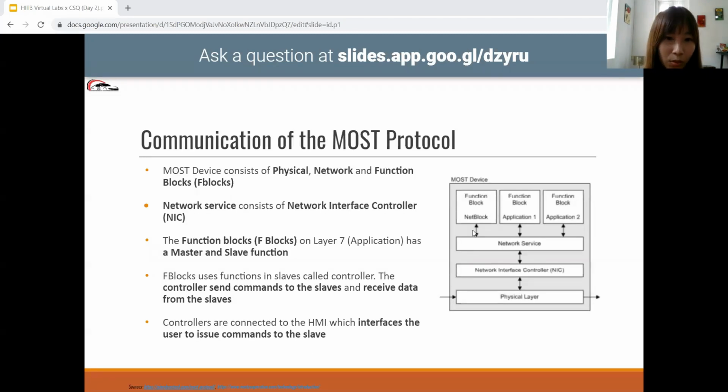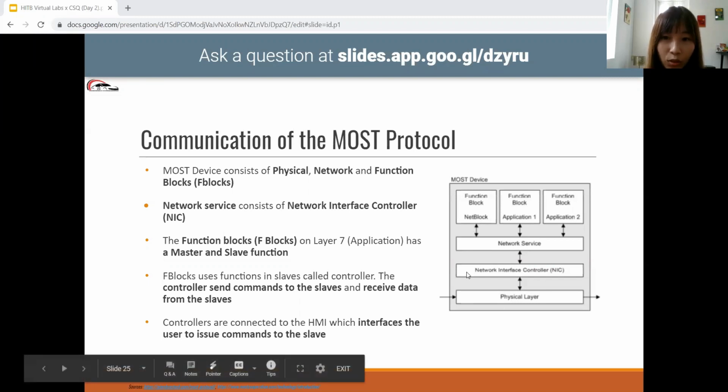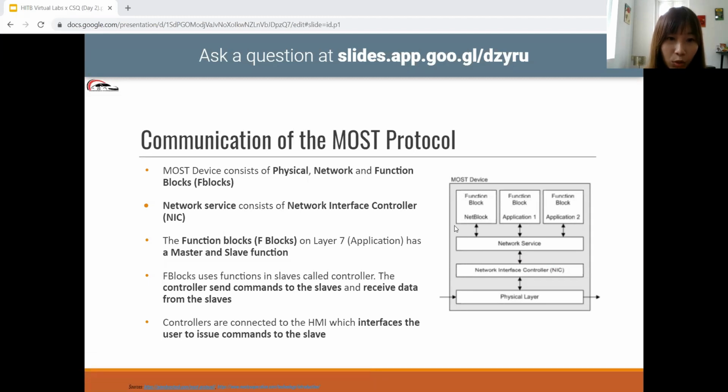Right. So earlier I mentioned that the MOST device itself can be broken down into 3 different parts, which is your physical, network and function blocks. Network service contains your NIC, network interface controller, and your MOST transceiver. And the function blocks on your layer 7 application act as master and slave functions. The function blocks, F-blocks, use functions and slaves called the controller. The controller sends the commands to the slave and receives the data from the slave. So the controller itself acts as a master over here.